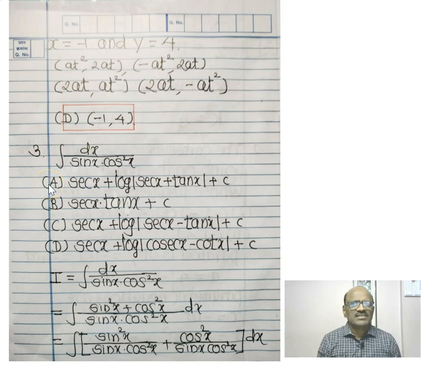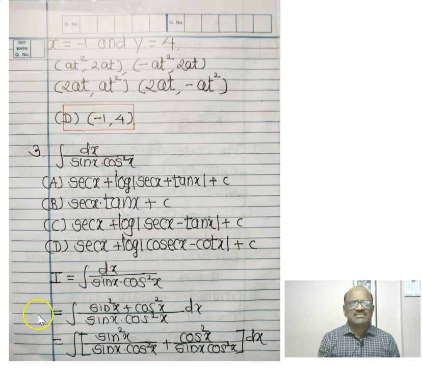Now next, third, it is again from the indefinite integral, that is integral dx upon sin x into cos square x. And the options are: first option is sec x plus log of mod of sec x plus tan x plus c, second is sec x into tan x plus c, and third is sec x plus log of mod of sec x minus tan x plus c, and D is sec x plus log of mod of sec x minus cot x plus c.